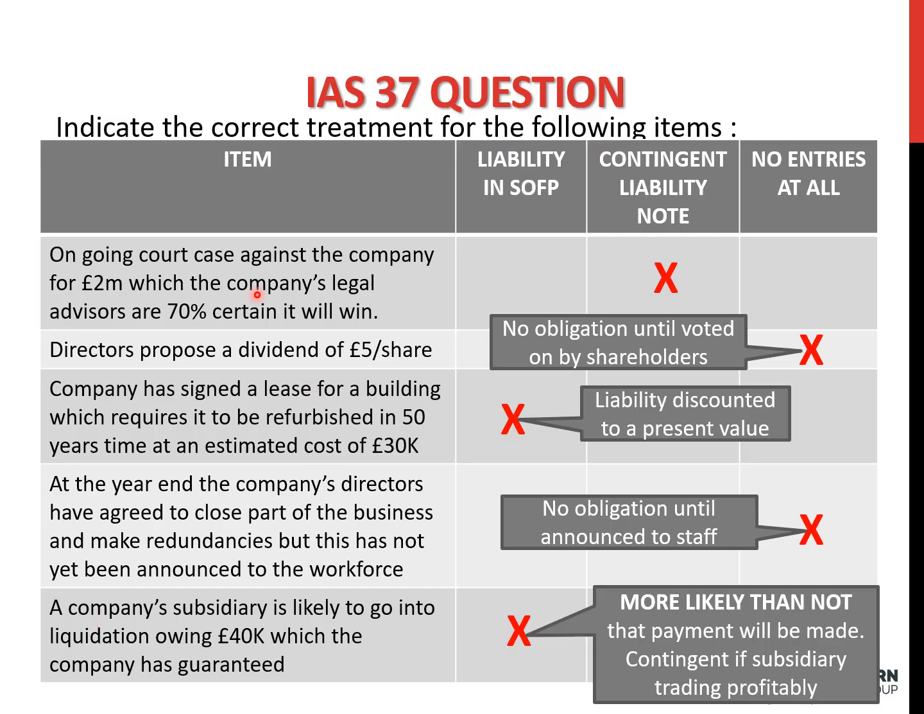So that's the type of question you'll meet in task 5. The main things to remember are, is there an obligation of some sort? If there's no obligation, there's no liability. If there's an obligation, how likely is it that the company is going to end up making a payment or a transfer of resources? If it's more likely than not, then it needs to go as a liability in the accounts. If it's unlikely that a payment will be made, it's a contingent liability.